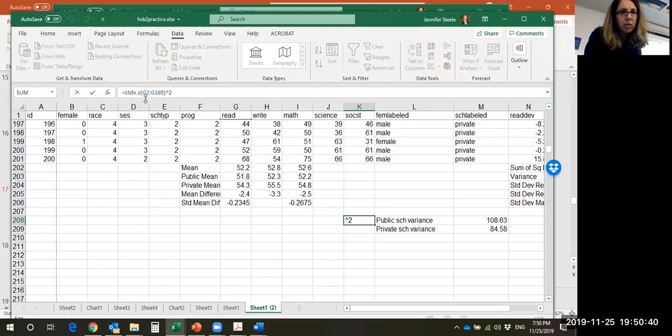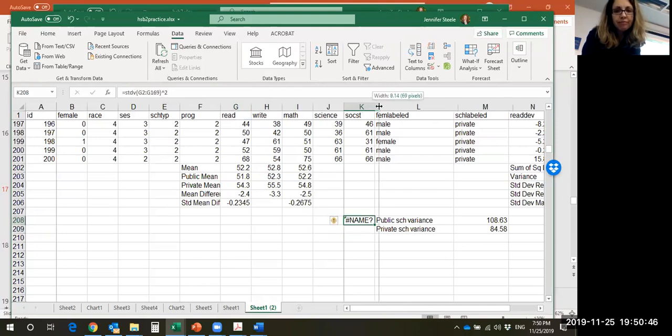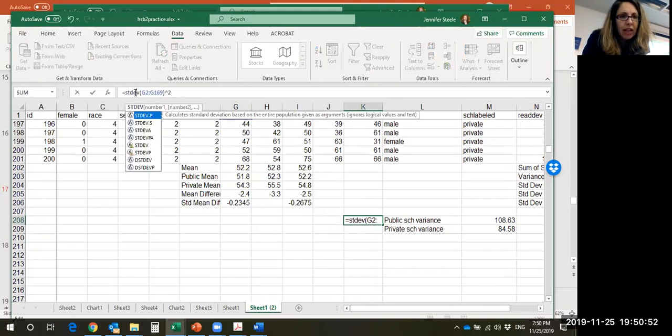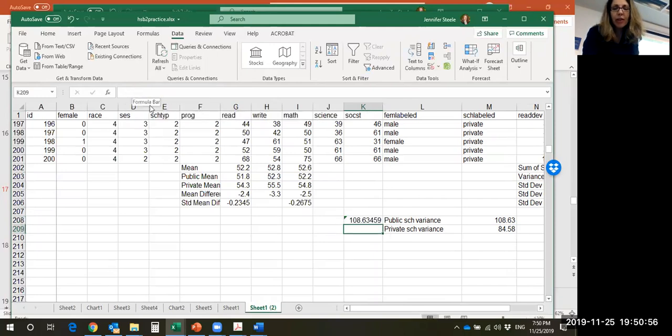Oh, it didn't like my formula for some reason. That's weird. Oh, STDEV, thank you. Okay, dot S. Oh, there we go. So yeah, it gave me the same thing. I just had a typo. So that would be the variance using the sort instead of using my fancy formula over here that Excel doesn't like.